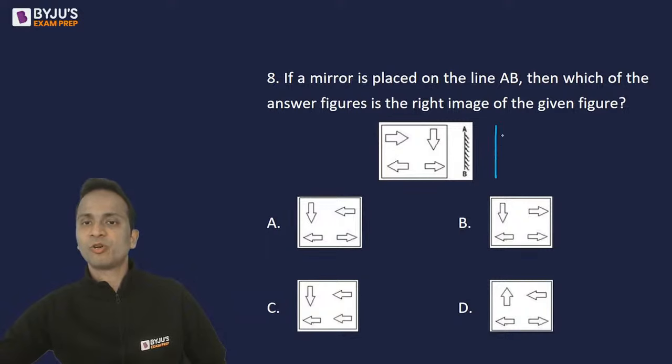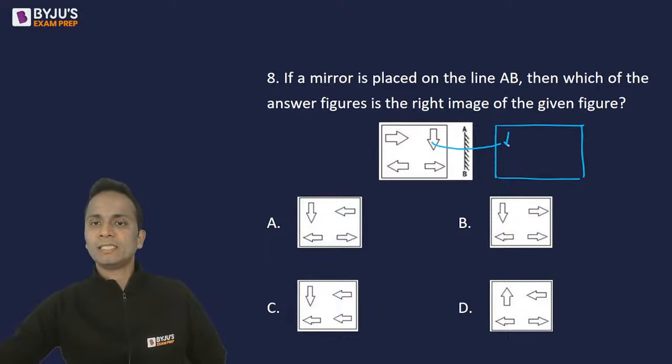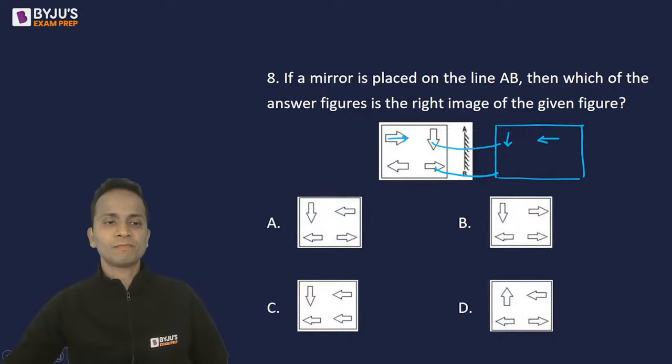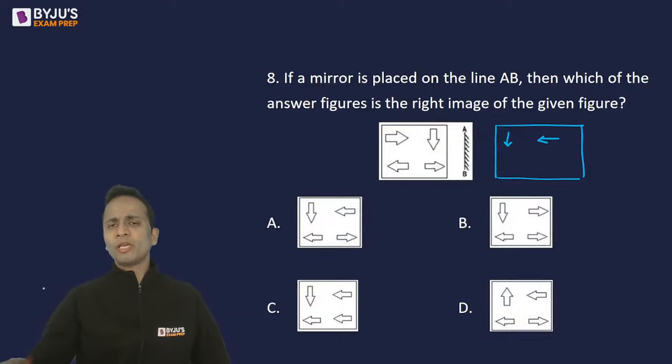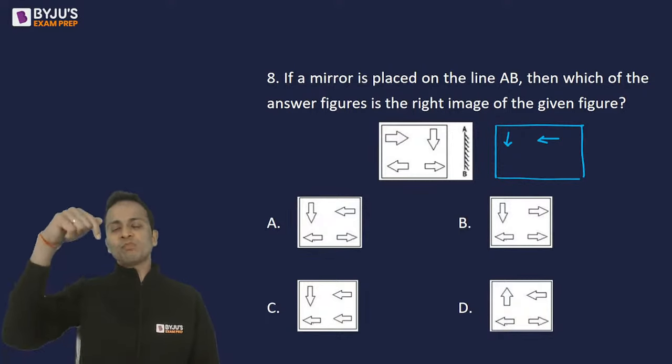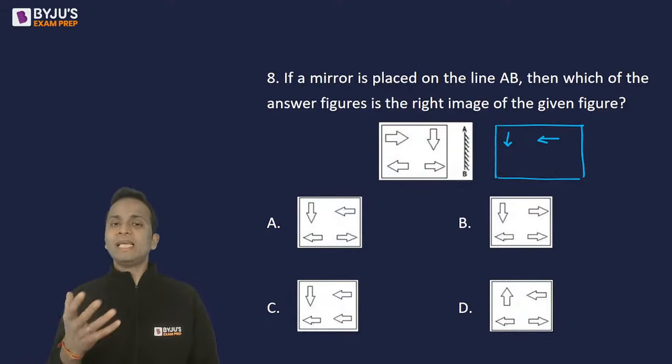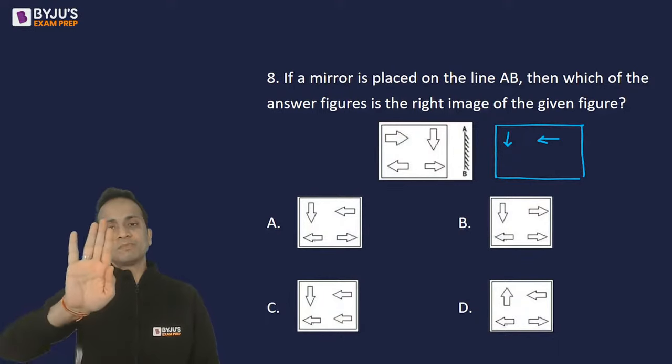If I try to draw a figure on the right hand side of this mirror, first of all, this figure will come as it is. Since this arrow is on the right hand side, here it will be on the left hand side. Talking about this arrow, it is pointing towards right, so in the mirror image it will be pointing towards left. Anything pointing downwards or upwards will remain the same.